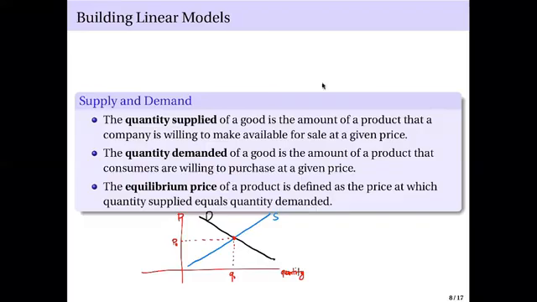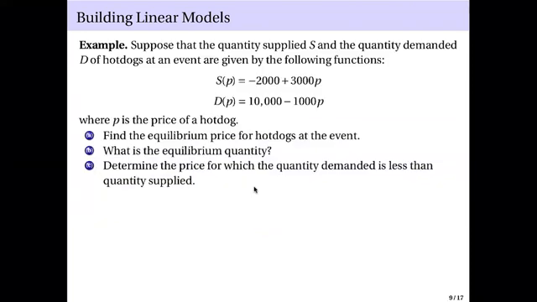Now, let us use these concepts for our next problem here. Suppose that the quantity supplied S and the quantity demanded D of hot dogs at an event are given by the following functions. S of P equals negative 2,000 plus 3,000 P. D of P equals 10,000 minus 1,000 P, where P is the price of the hot dog.